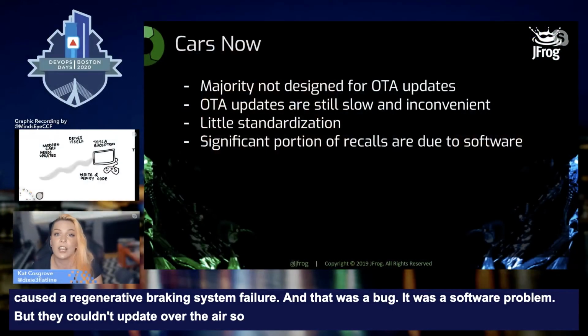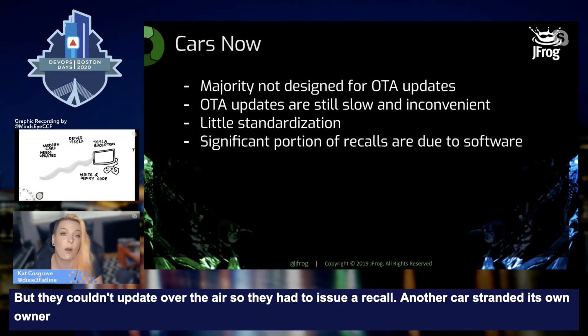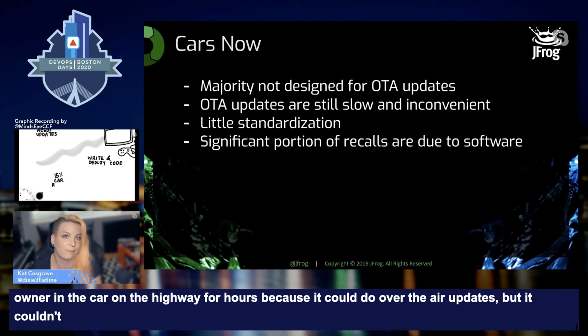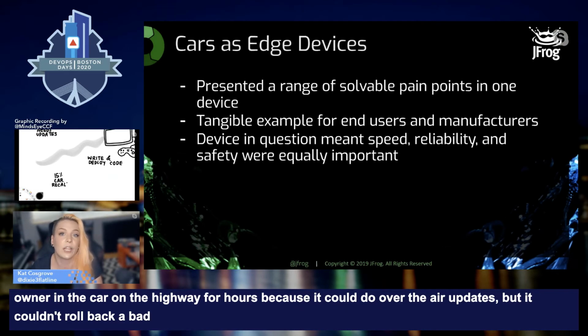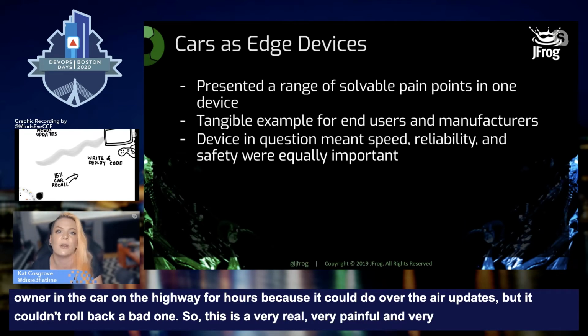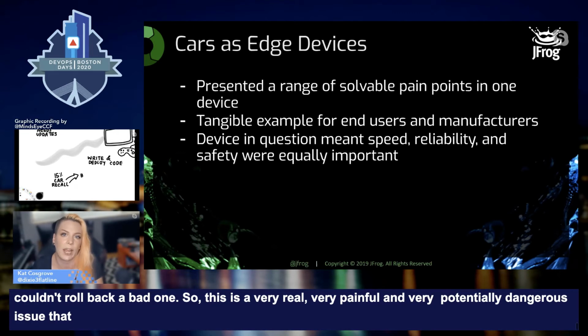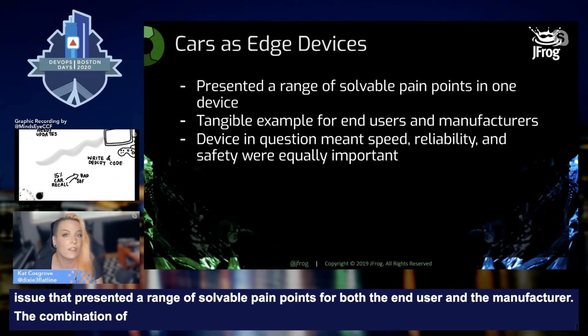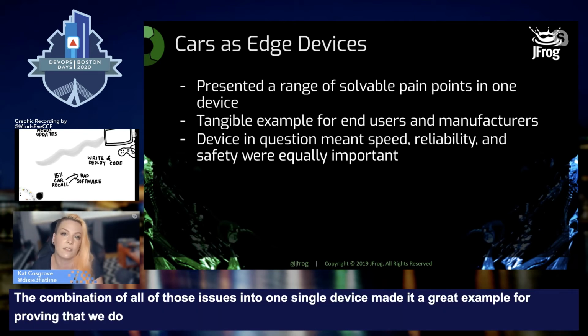It was a software problem, but they couldn't update over the air, so they had to issue a recall. Another car stranded its owner in the car on the highway for hours because it could do over-the-air updates, but it couldn't roll back a bad one. So this is a very real, very painful, and very potentially dangerous issue that presented a range of solvable pain points for both the end user and the manufacturer. The combination of all of those issues into one single device made it a great example for proving that we do not have to do things this way anymore.